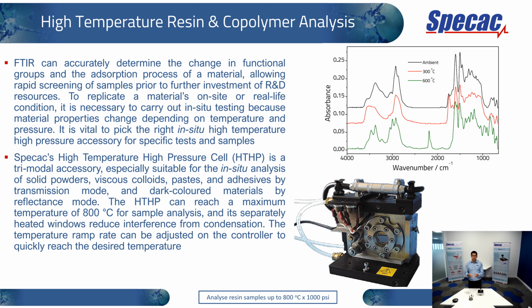You can do that by smearing your resin sample onto a solid pellet before placing it into your HTHP and analyzing and observing the changes in the peaks over time as the temperature changes as well, as you can see in the top right hand corner. We also have another advanced transmission accessory called the variable temperature cell as well. That's really good for analyzing samples from sub-zero temperatures to up to 250 degrees Celsius as well.